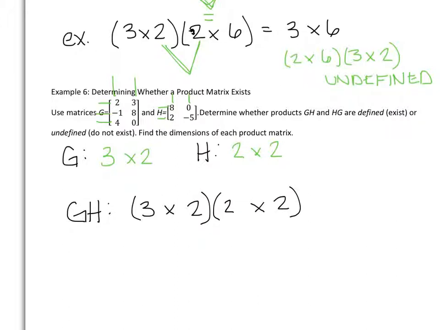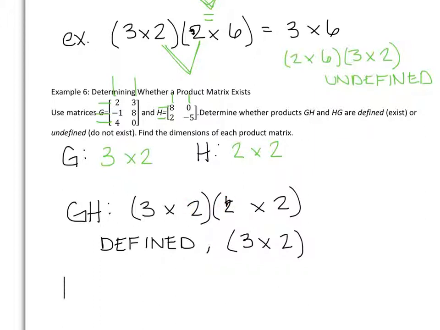How do we decide if this exists or not? Do the middle two numbers match? Yes. Okay, so it is going to be defined. And what size will the resulting matrix be? When we multiply those together, we would get a 3 by 2 matrix because we'd cancel out those. Oops, wasn't using my arrow. We'll cancel out those, and all we'll have left is a 3 and a 2.